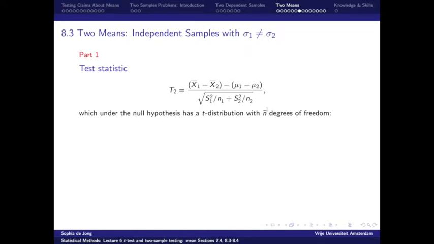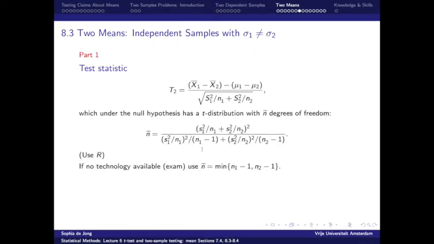And I write n tilde here because it's not so easy. You could compute it with this. That's a bit much and not really necessary. In practice, of course, you would use R, but if you do the exam and there's no technology available, then you are allowed to use this approximation, to use that n tilde is approximately equal to the minimum of n1 minus 1 and n2 minus 1. On your formula sheet, you will also find this formula and that formula. Not this one, we will not use this formula.